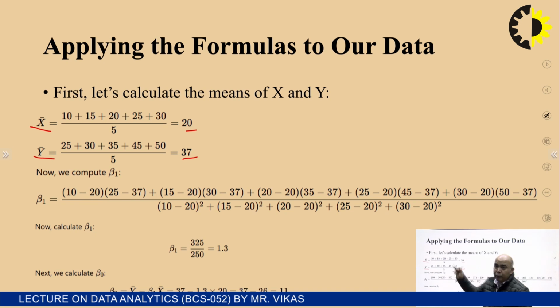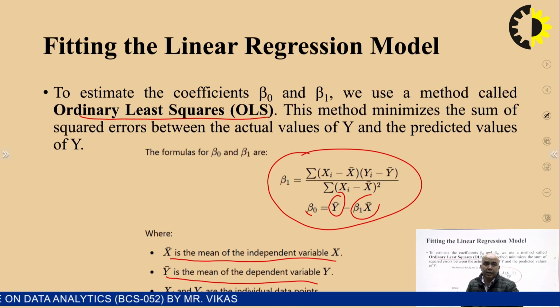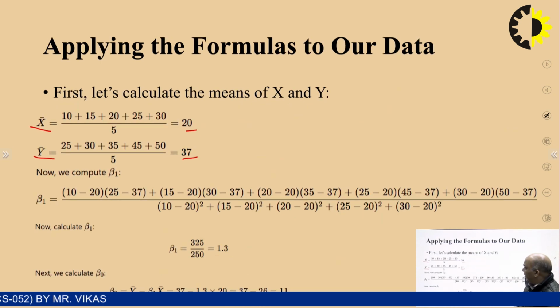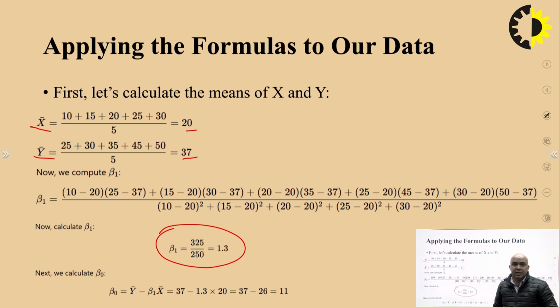Now we have to compute those values in these formulas. After computing the values, we get this result. That is, the beta 1 value has been identified.